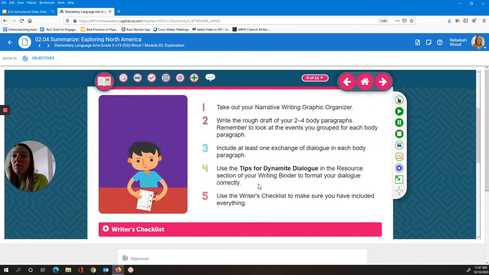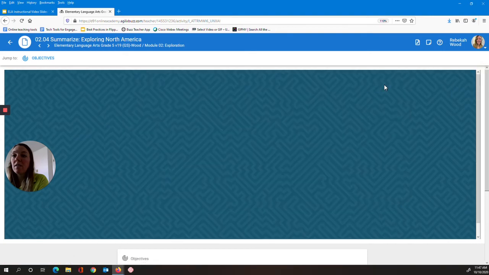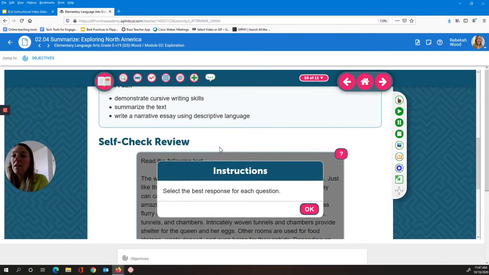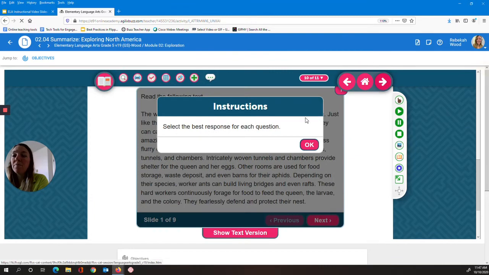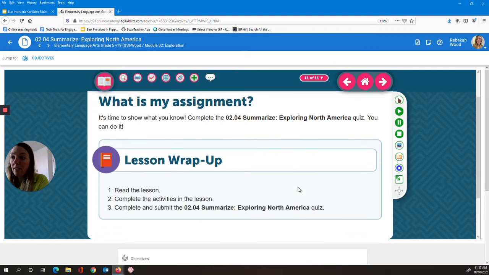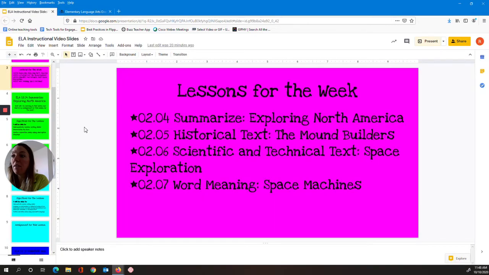Move to the writing group. So this is more about your narrative essay, which we're going to continue next lesson, but you go ahead and read through that. Lesson summary, lesson activity, and last page tells us what the assignment is. So it says summarize Exploring North America quiz. You do not have a quiz for this lesson. It's an assignment instead. So what is the assignment? Let's go ahead and look at the assignment together.